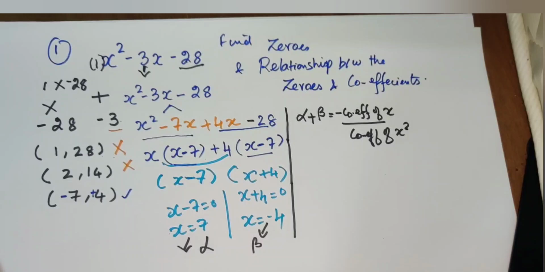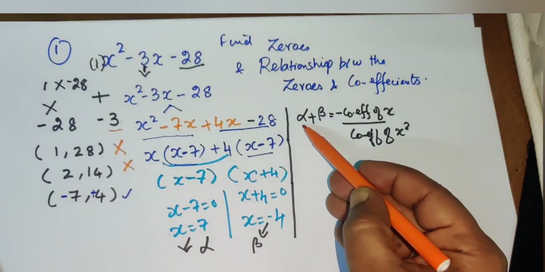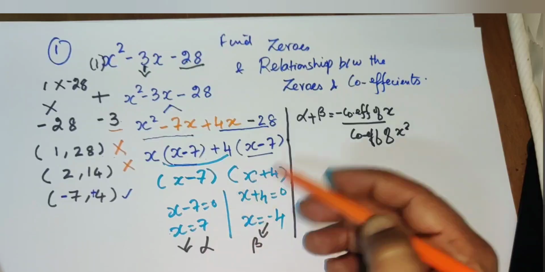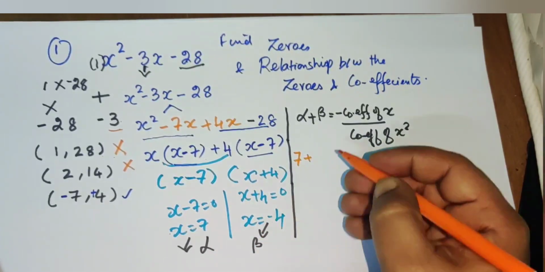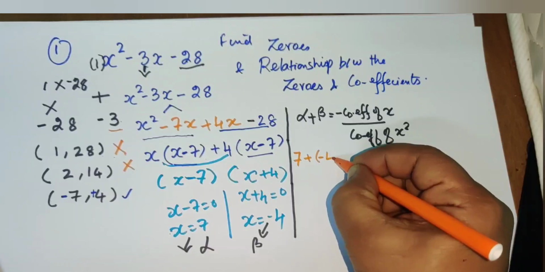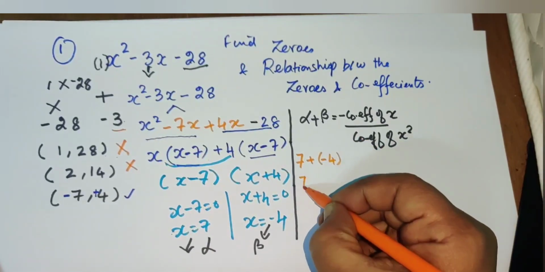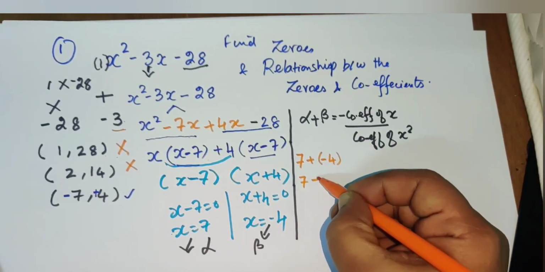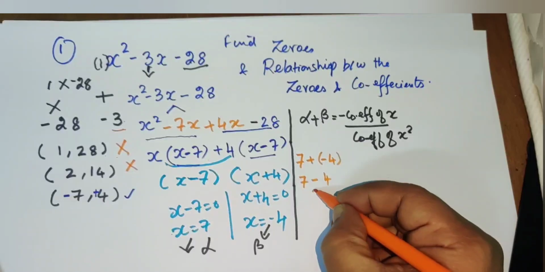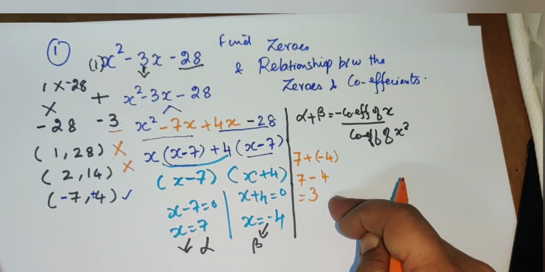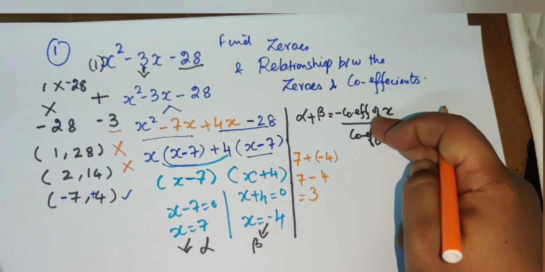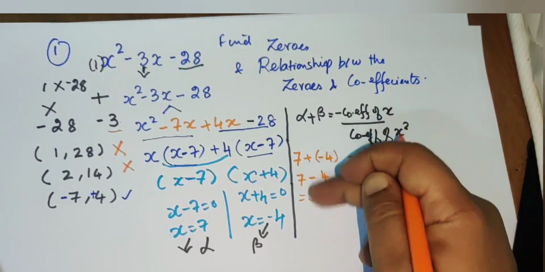Okay, so now alpha plus beta, which we have found separately, that also we have to add. What is our alpha? Our alpha is 7, plus our beta, which is minus 4. So 7 plus minus 4, which is 7 minus 4, which is equal to 3. The same result 3 we should be getting from this form also.